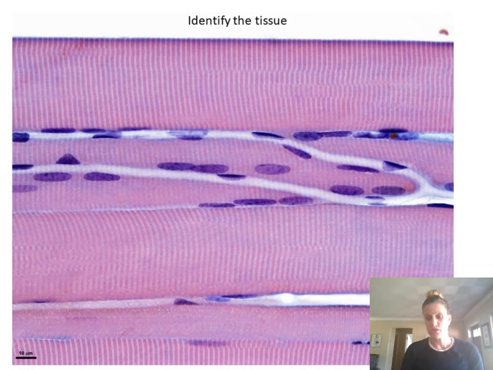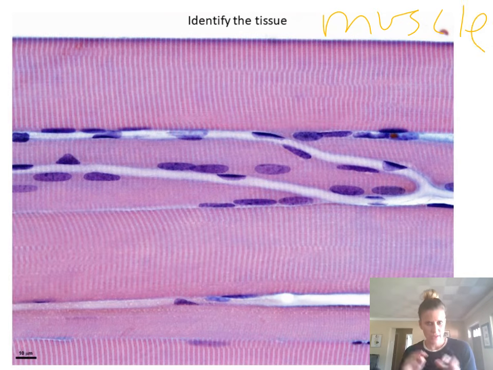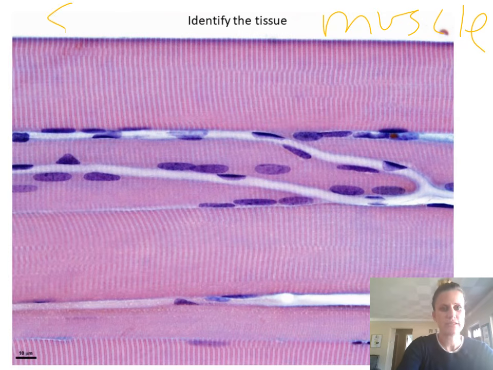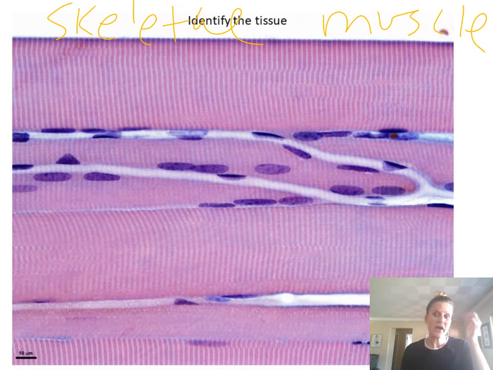This is a type of muscle tissue. Now there are 3 different types of muscle: smooth muscle, cardiac muscle, and skeletal muscle. This one's really obviously skeletal muscle. There are a few things that tell me that. One, this is obviously striped. Look at these stripes that you see here: dark, light, dark, light, dark, light. That tells me I'm looking at muscle, and that means it's either skeletal muscle or cardiac muscle.